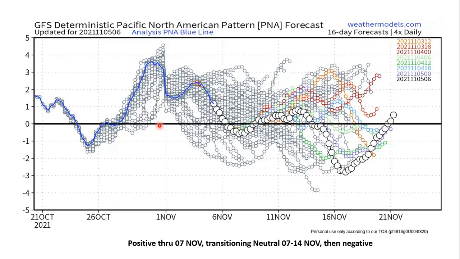GFS deterministic PNA forecast generally showing a positive trend to the PNA today on the 5th of November, and then you see it trending more positive again generally between the 11th and 12th of November, and then back strongly negative according to the GFS deterministic model after the 15th of November.